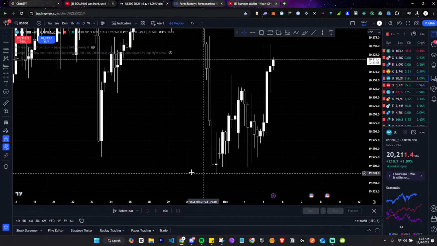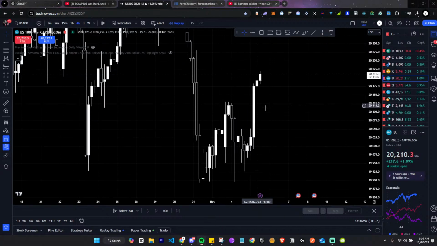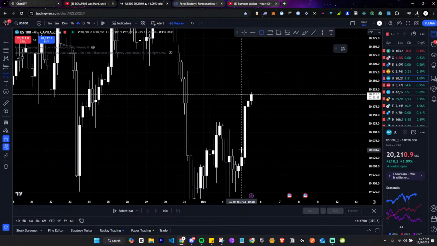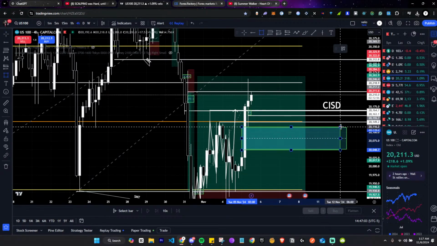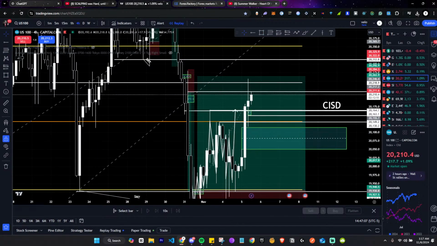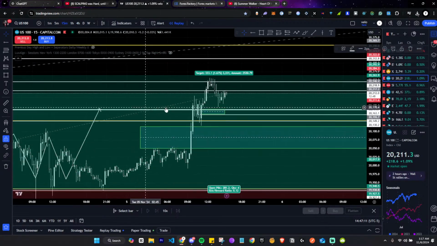This low was swept using this. Do we see a CISD? Yes, we do right here. Sorry, 1 second, guys. So we see the CISD right here. Now if price pulls back here, it doesn't really need to pull back, but it has a potential to pull back. If it does pull back, then it will use this level as a support level, okay? Which kind of aligns, and we don't really need to worry too much about that.